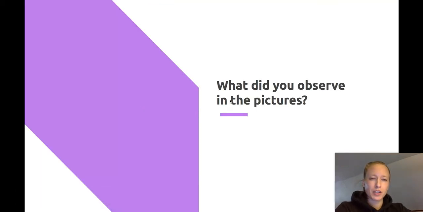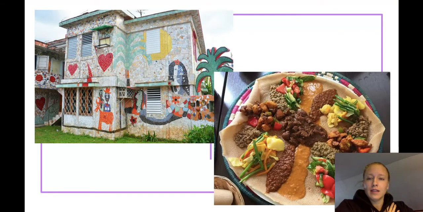We're going to look at some pictures and you're going to look and say, what did you observe in the pictures? So what did you see? And there are many things. This is art. This is actually a house in Cuba. An artist put all the little pieces and designed the art on the house in Cuba. And you can go visit. It's a part of their culture and the art that is important to them.